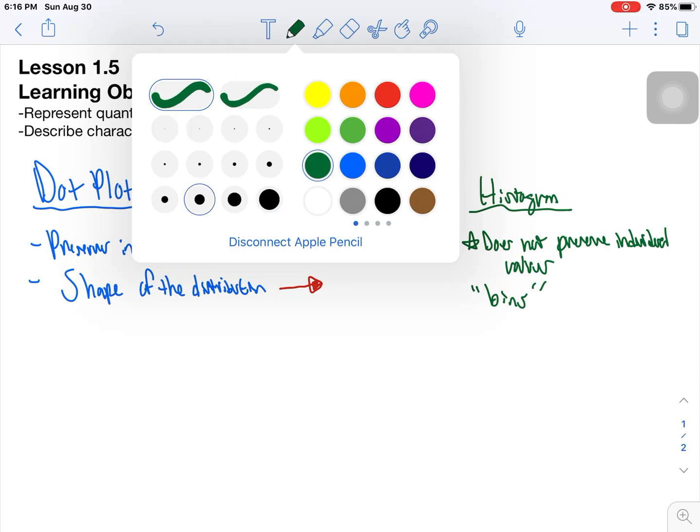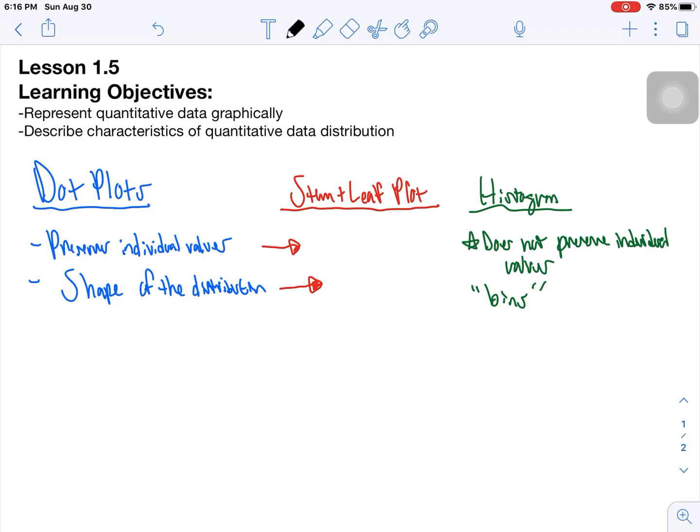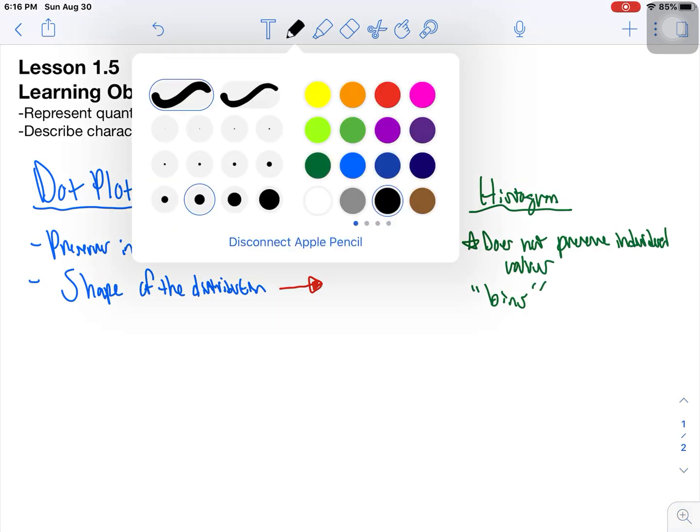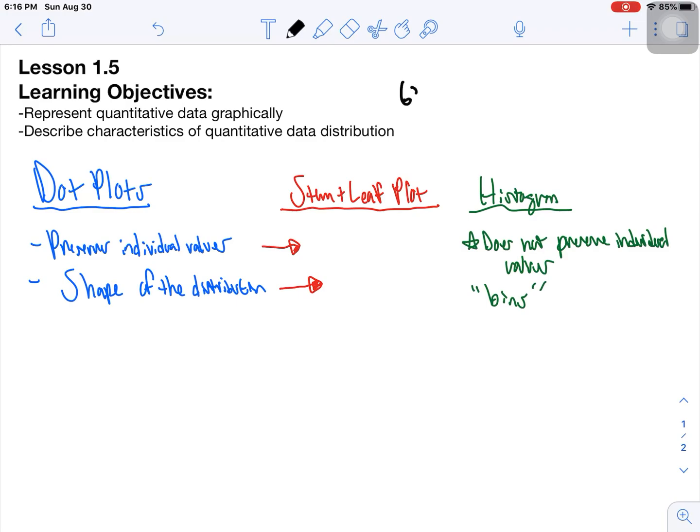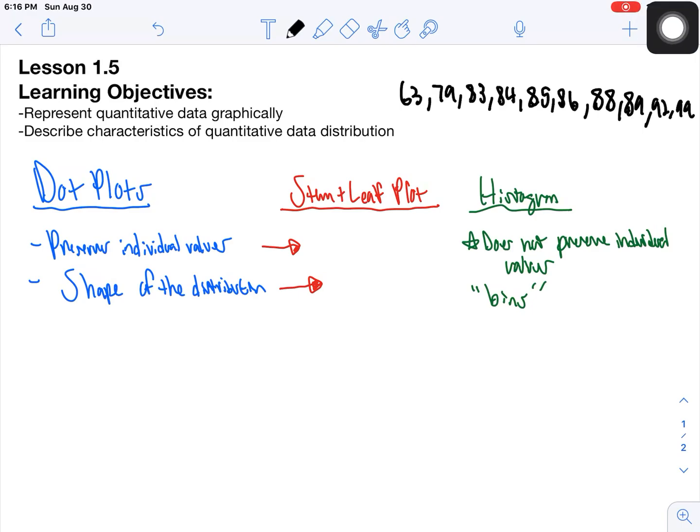So first, let me give you a little example. There are 10 kids in my AP Stats class, and I wanted to see how they did on a recent test. And those scores out of 100 were 63, 79, 83, 84, 85, 86, 88, 89, 92, and 99. We have quantitative data here. As we see, we're talking about percentage points. And we're going to take these 10 quantitative points, and we're going to represent them graphically using a dot plot, stem and leaf plot, and then a histogram.